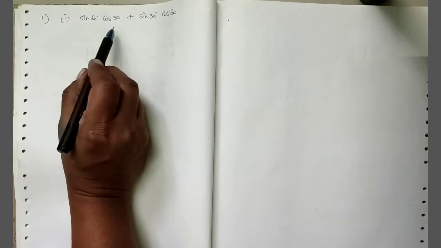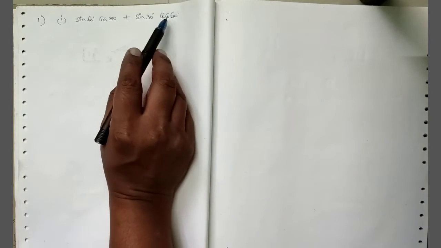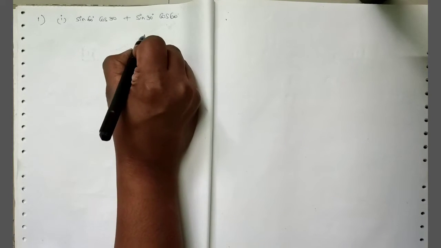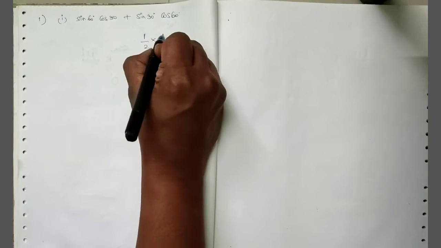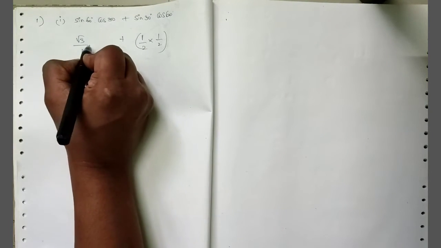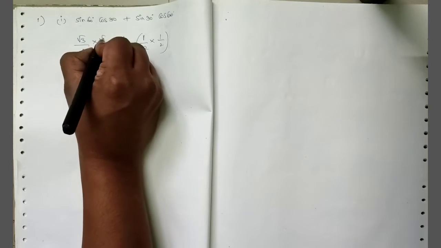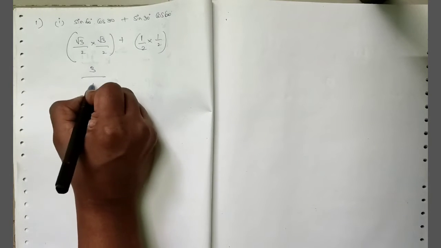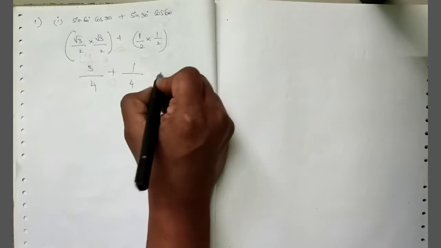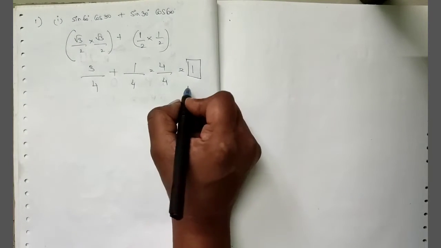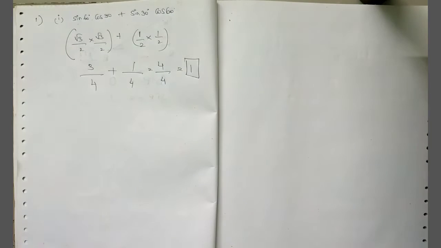What we saw now, sine 60 and cos 30 have the same value. Sine 30 and cos 60 have the same value. What is sine 30? We saw it as 1 by 2. So 1 by 2 into cos 60, which has the same value, 1 by 2. Sine 60 is root 3 by 2 and cos 30 is root 3 by 2. So we have the same values for both. Root and root will get cancelled and it is 3 by 4 plus 1 by 4, which is equal to 4 by 4 and the answer is 1. Whenever you derive any answer, place a box so that it gives a good presentation.